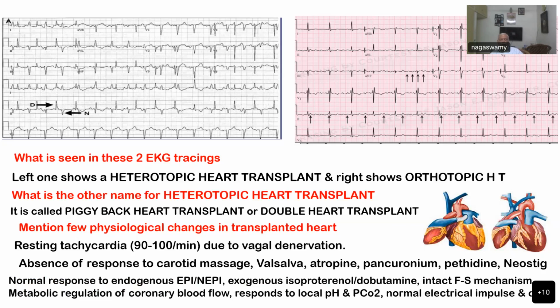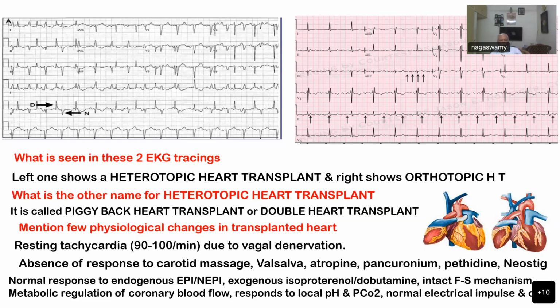And intact Frank-Starling mechanism. Metabolic regulation of coronary blood flow to the transplanted heart is mainly from metabolic response, based on the demand. It is not controlled by the nervous supply and other things like a normal heart. And it responds to local pH and PCO2 changes, and normal electrical impulses and conduction will be there. So these are all the features of the transplanted heart, which you have to remember.